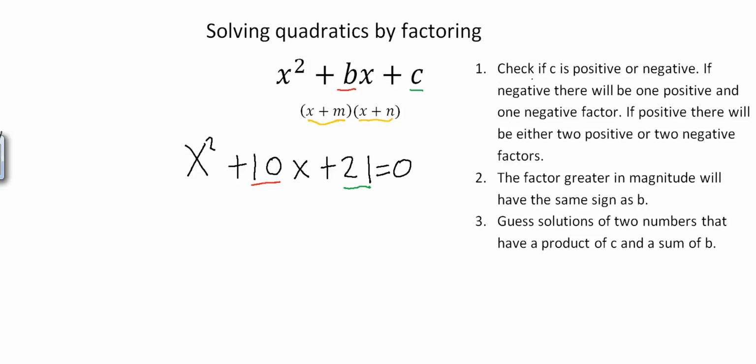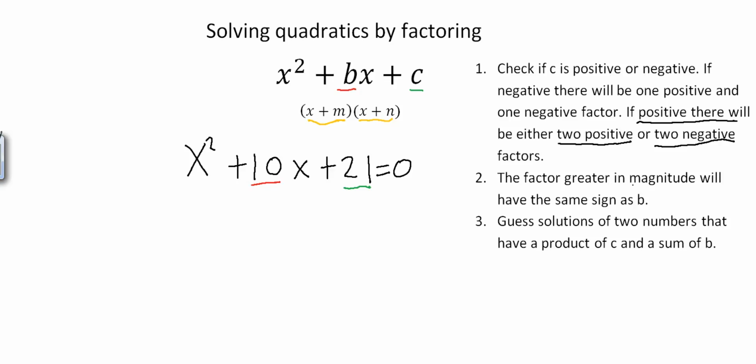Step 1. We want to check if c, being the constant term, is positive or negative. We can see in this example here, c is positive, so we know if it's positive, there will be two positive or two negative factors. Let's move on to step 2 now.